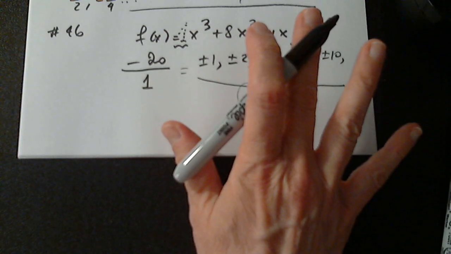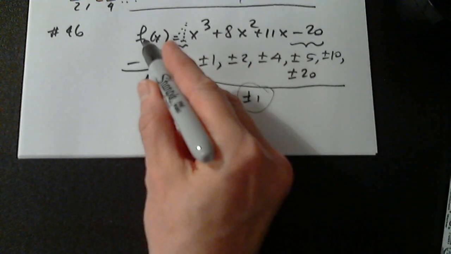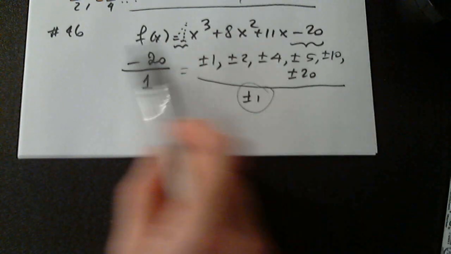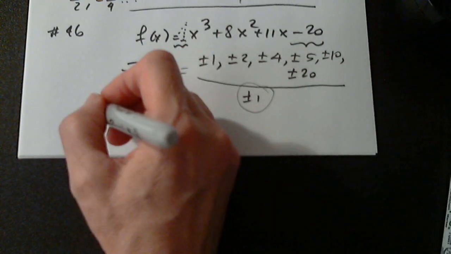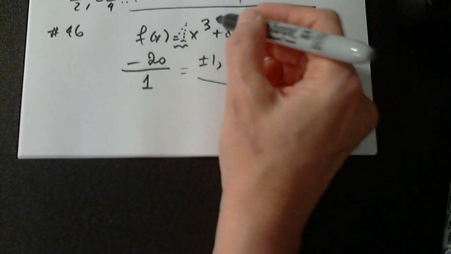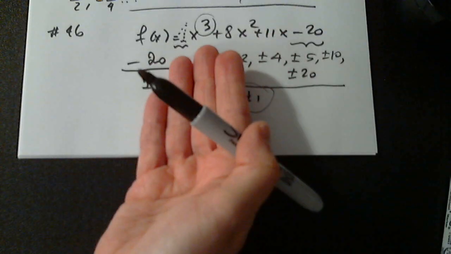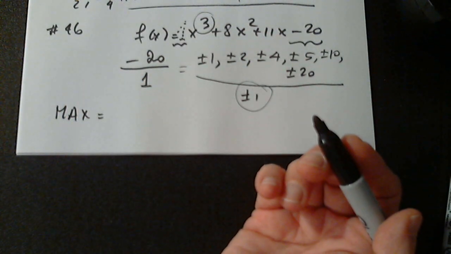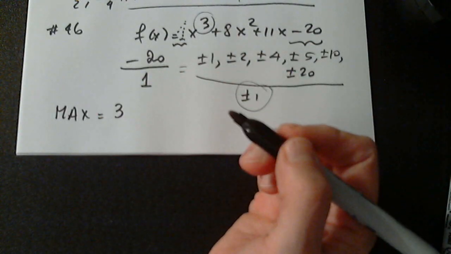How do I do this? Using the remainder theorem. Plug into the function this number, plus or minus 1, plus or minus 2, plus or minus 4, plus or minus 5. And if I ever get 0, I'll say, oh, I found a solution. Now, how many solutions can it have? At most, how many? Max. 3? Exactly. Maximum 3. Thank you.